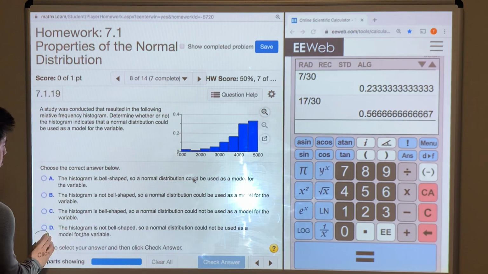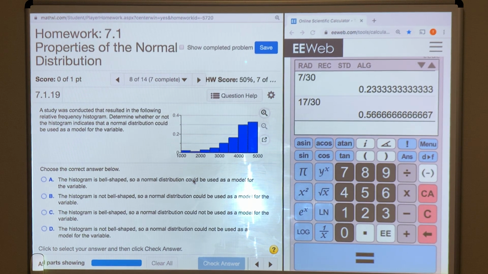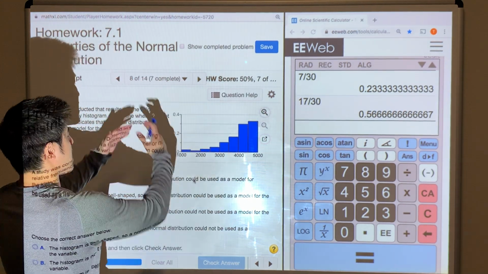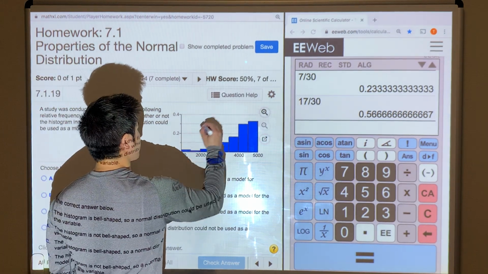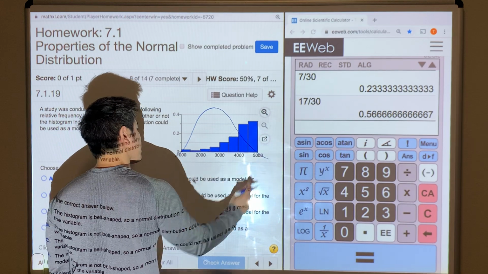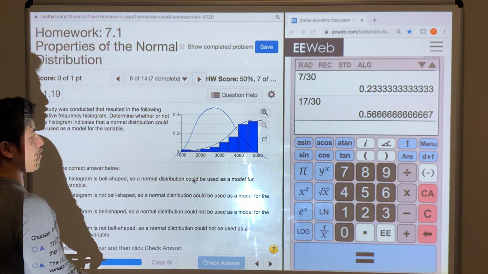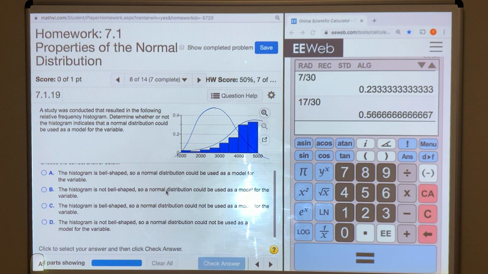Number 8 says, a study was conducted that resulted in the following relative frequency histogram. Determine whether or not the histogram indicates that a normal distribution could be used as a model. Well, what is a normal distribution? A symmetric single peak. Is this a normal distribution? Remember that the shape needs to look like this and this, or like that. This is a shape that is skewed left. So this is certainly not a normal distribution. So the answer is no.